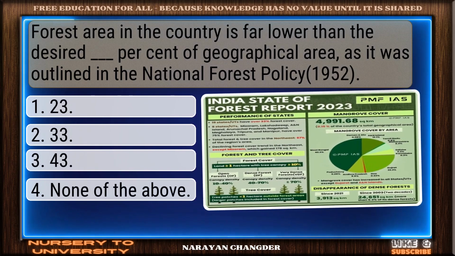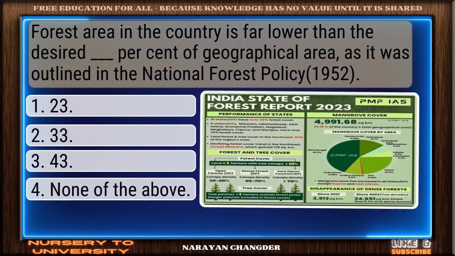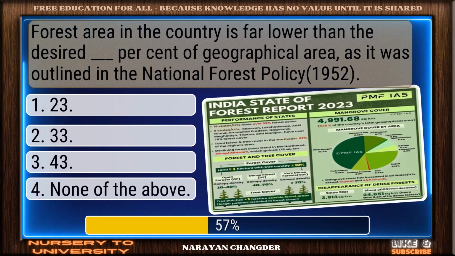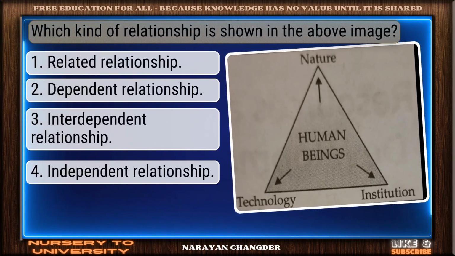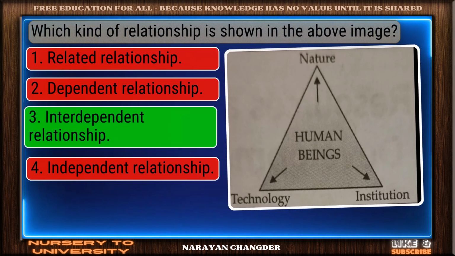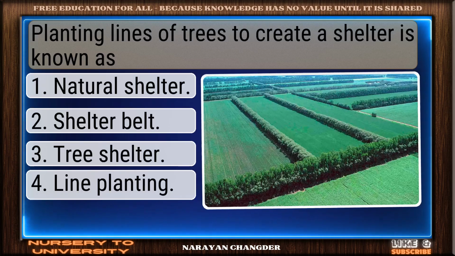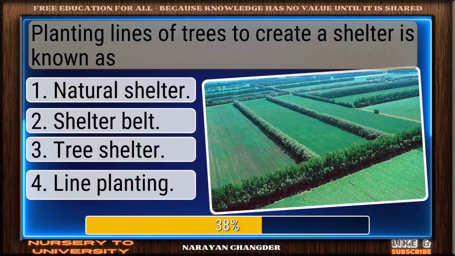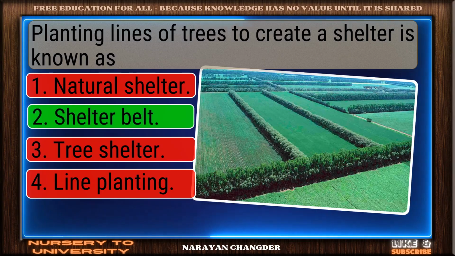Forest area in the country is far lower than the desired percentage of geographical area, as it was outlined in the National Forest Policy. Strong choice, 33 is right. Which kind of relationship is shown in the above image? Perfect. Interdependent relationship is the one. Planting lines of trees to create a shelter is known as. Great thinking. Shelter belt is right.